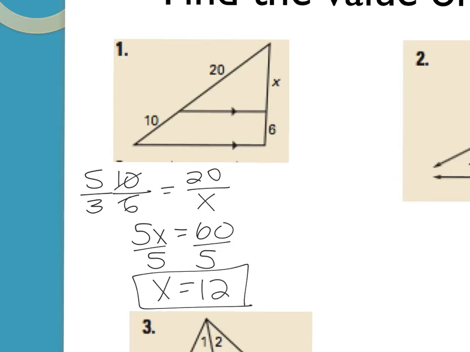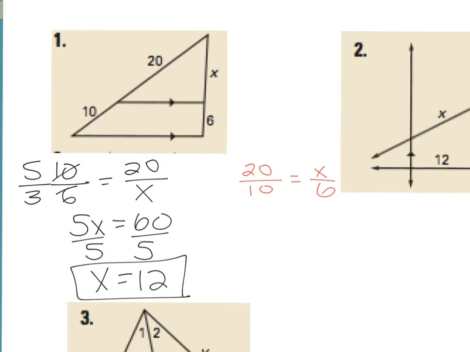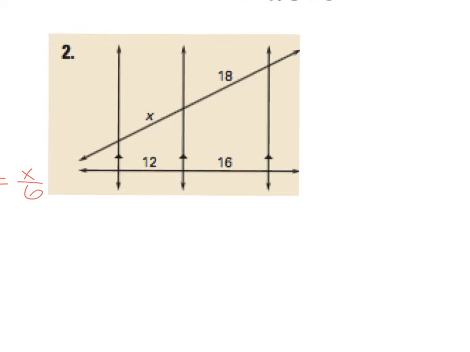Anybody set up the proportion differently? Alexis? 20 over 10 and x over 10. Good. Still got the same answer though, right? Anybody else do it differently? Okay. So I could have gone right, left, bottom, top. Any of those other ways would have worked.